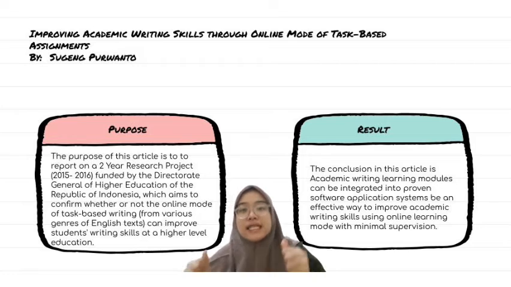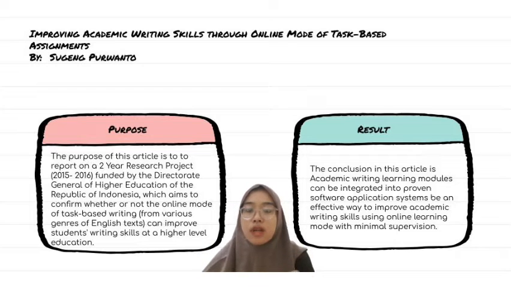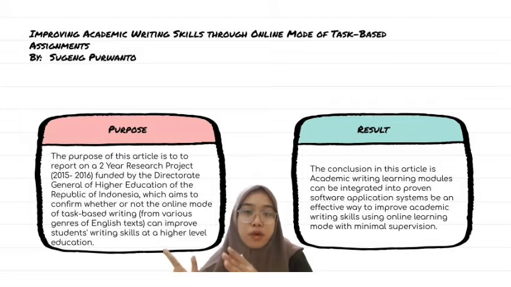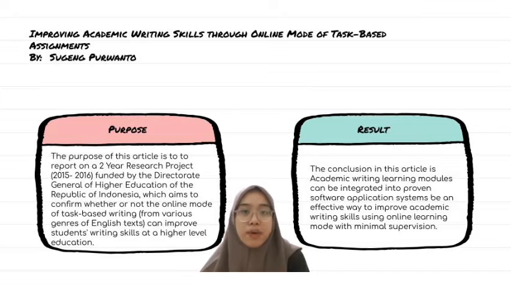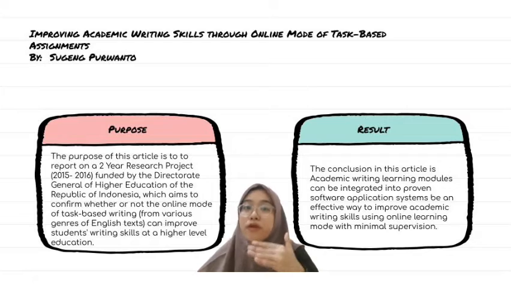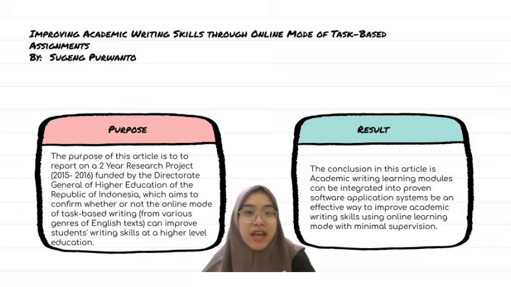The seventh article is Improving Academic Writing Skill Through Online Mode of Task-Based Assignment by Sugeng Purwanto. The purpose of this article is to report on a 2 years research project from 2015 until 2016, funded by the Directorate General of Higher Education of the Republic of Indonesia, which aims to confirm whether or not the online mode of task-based writing from various genres of English text can improve student writing skill at a higher level education.